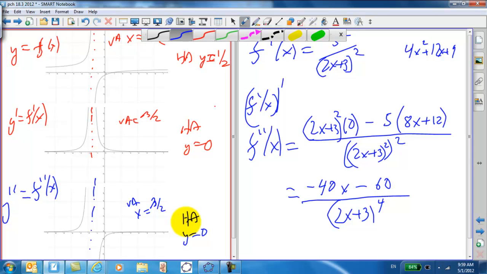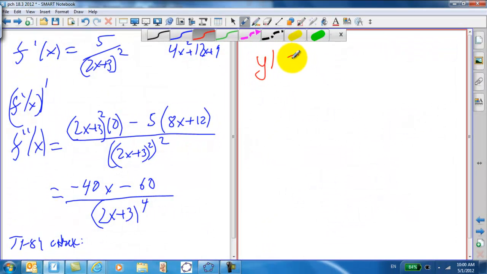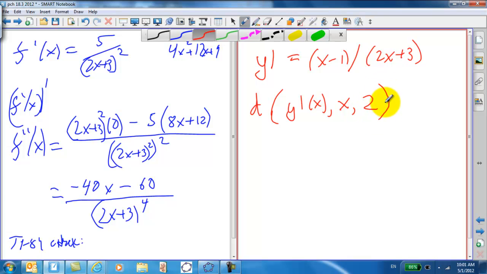Let's check this on our TI-89. Put it in your y1 menu and say y1 equals, and then you can see derivative of y1 of x with respect to x, and put in a 2 in here, and that'll take the second derivative. Let's try that.